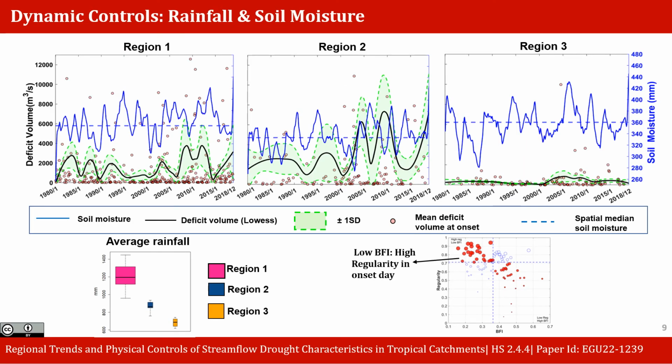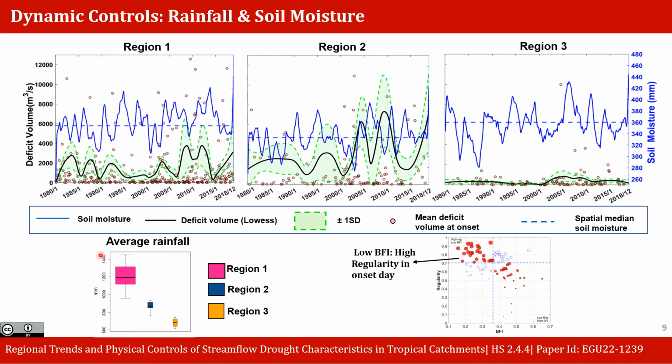So now, understanding what the physical controls are. There are physical controls like dynamic controls and also static controls. First, we will look into the dynamic controls, rainfall and soil moisture. How the rainfall is changing and how the soil moisture is changing in those three different regions.